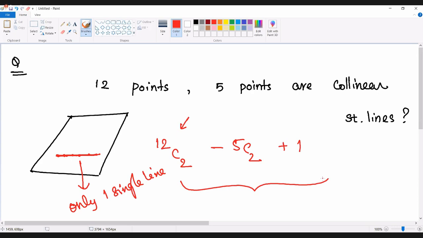This is a previous GATE question also. There are 12 points out of which 5 points are collinear. How many straight lines are possible? 12C2 minus 5C2 plus 1.